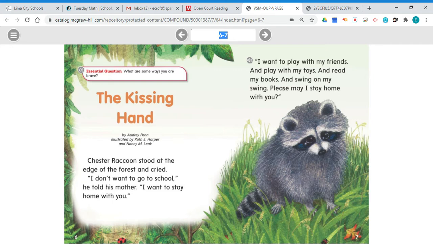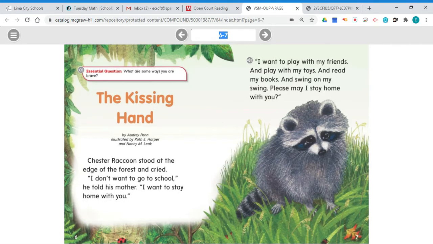And a comprehension strategy is a way that readers understand what they're reading better. A comprehension strategy helps you understand what you're reading. And the comprehension strategy that we are going to use today is called making connections. Good readers can make a connection between the story that they're reading and something that happened in their life. And I think with The Kissing Hand, it's pretty easy to make a connection between Chester Raccoon starting school and our own lives right now with the way that we're starting school right now.